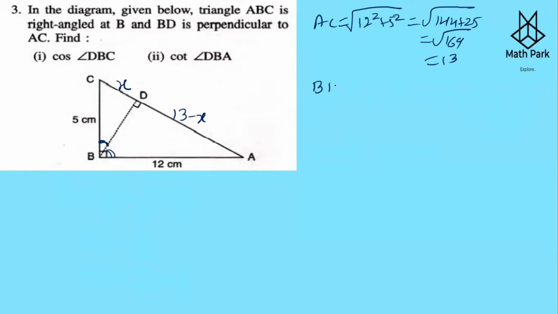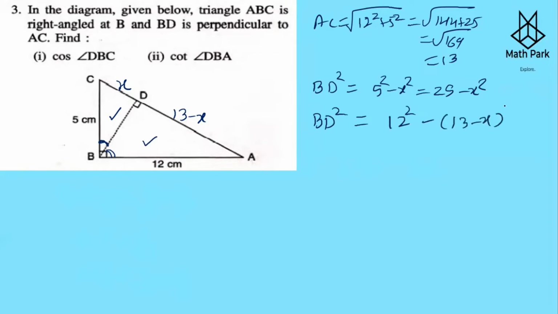So we'll use BD square is equal to, if I use this triangle, 5 square minus x square, which is 25 minus x square. Then we have another value for BD square if I use this triangle. Here the hypotenuse is 12. So it is 12 square minus 13 minus x the whole square. So we have two values for BD, so we will be solving this simultaneously. We'll equate these values of 1 and 2.